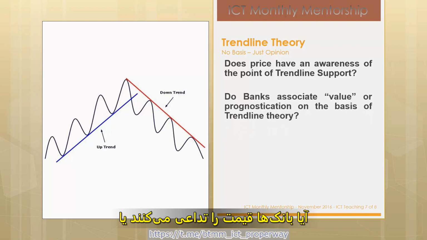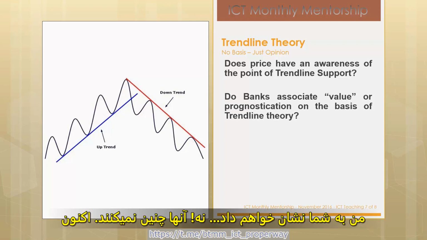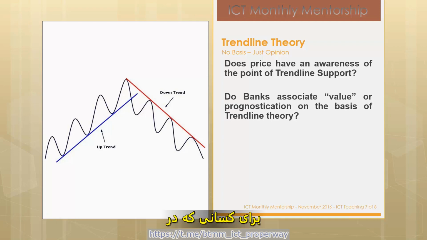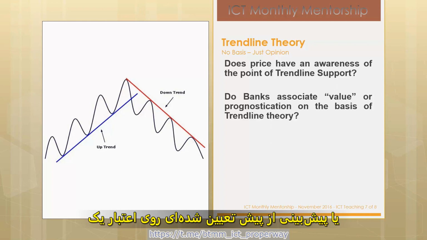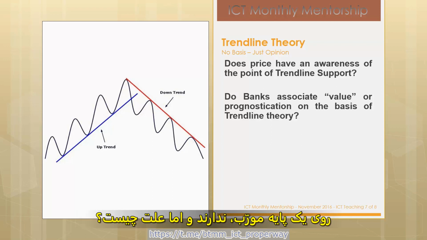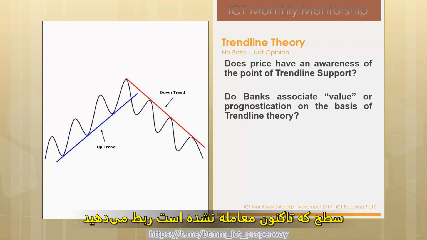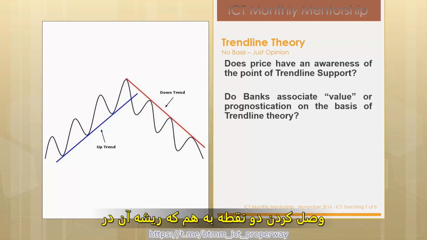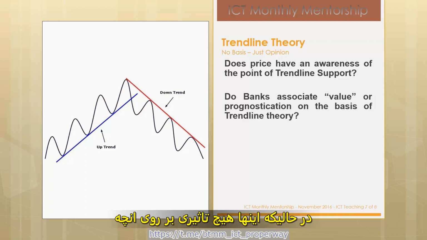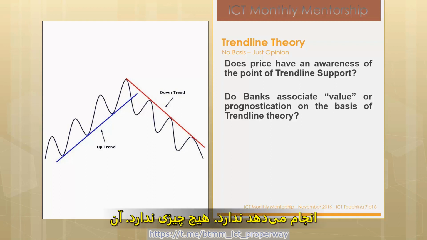Do banks associate value or prognostication on the basis of trendline theory? I'll submit to you, no, they do not. Now, for some that are in the financial industry, maybe you're working at a bank, maybe you have used them in the past and you've had success. I'm telling you, the banks don't have any association or prognostication placed on valuing a trend line level on a diagonal basis. And the reason why is because it's so subjective. You are associating future price movement to a level that hasn't been traded to yet. You're doing it on the basis of connecting two reference points in the past that don't have any bearing on what the future price is going to do. It has nothing.